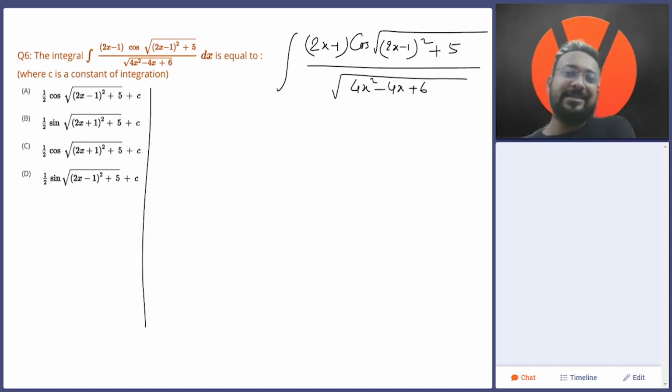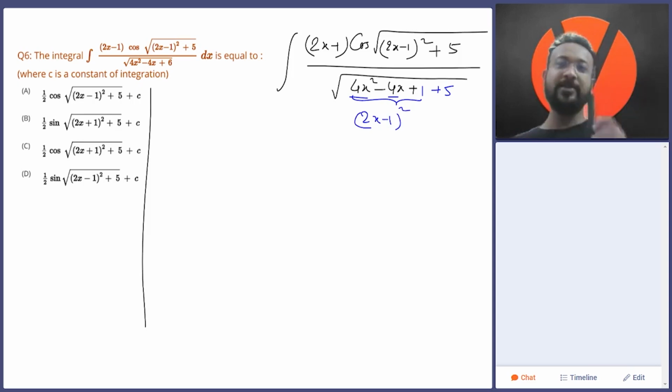Got it. The moment I see this 4x square minus 4x, I thought, yeah, it looks like something. And here I got 2x minus 1 whole square also. So I thought if I separate this as 1 plus 5, this entire thing is nothing but 2x minus 1 whole square written, sir. Do you see that? It means, okay, sir, I understood. Now 2x minus 1 is here and cos of this is also here, root. So it means what we can do.